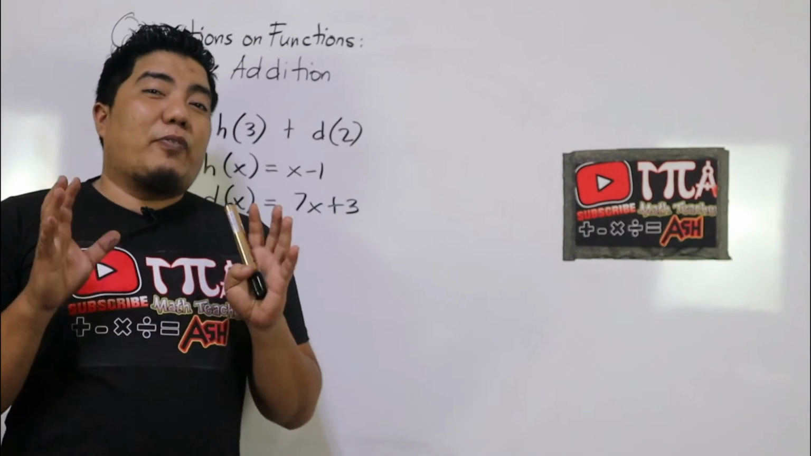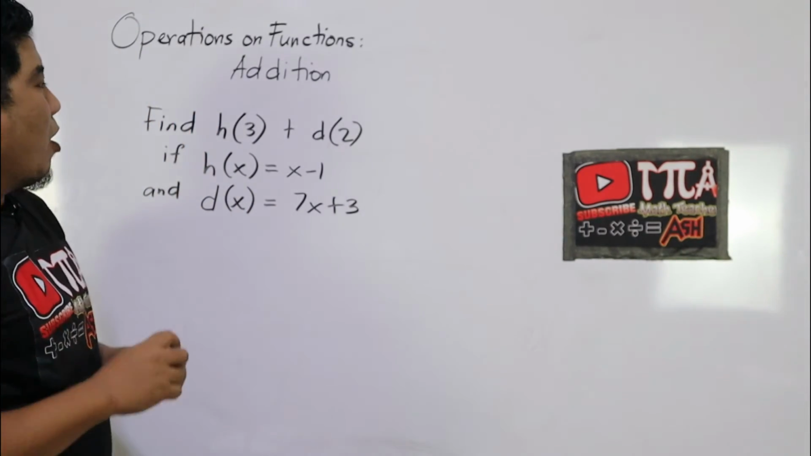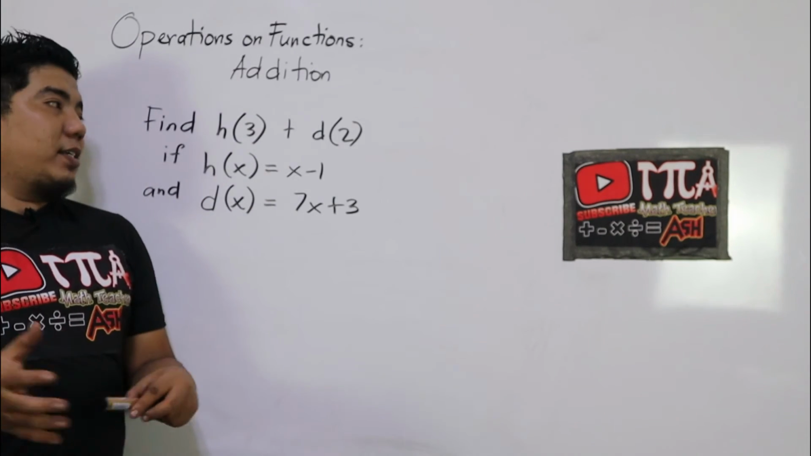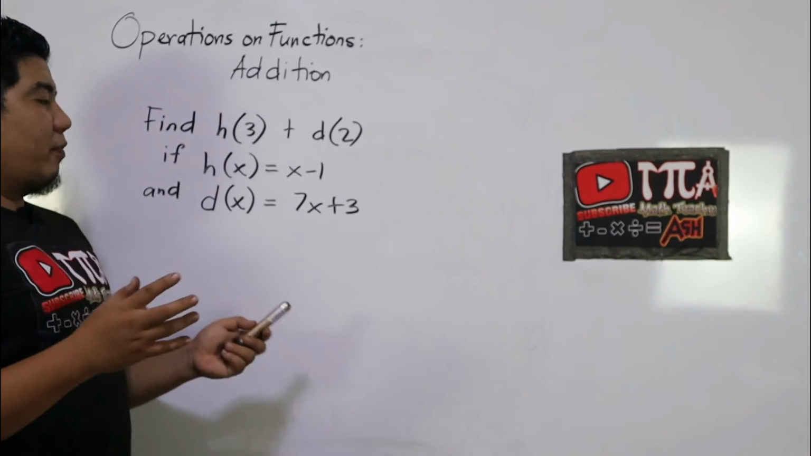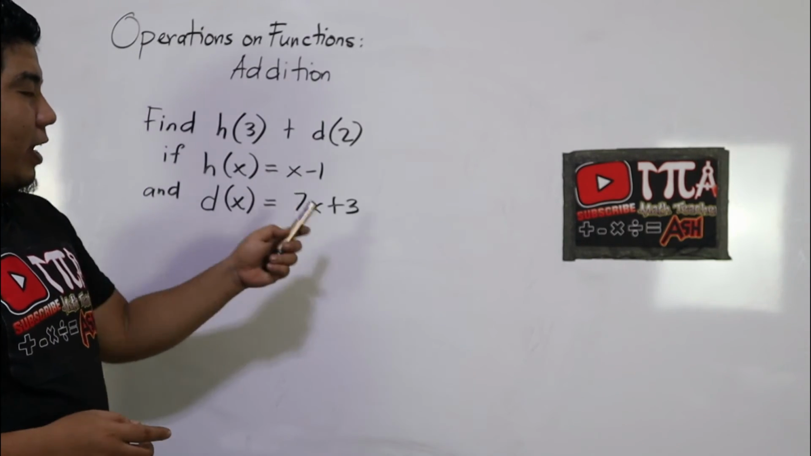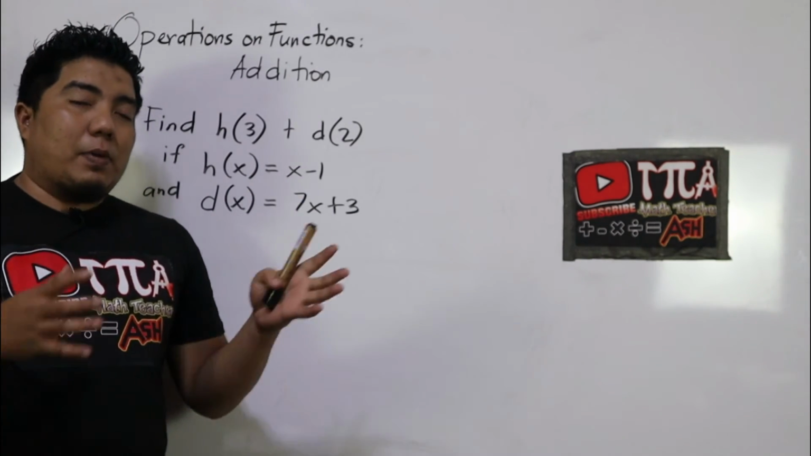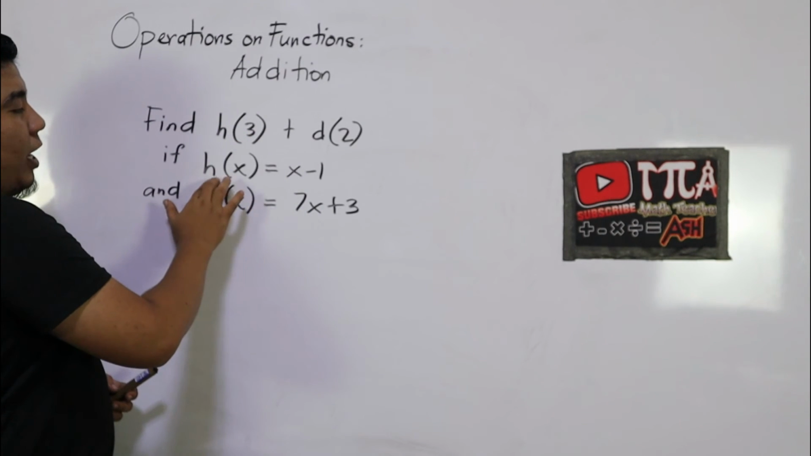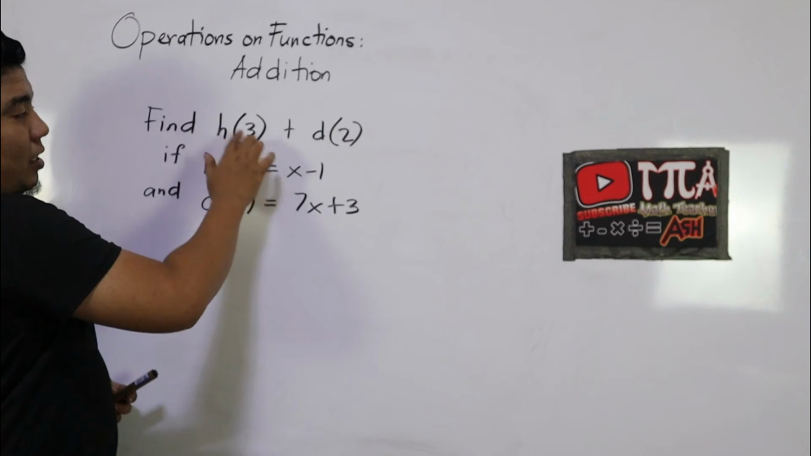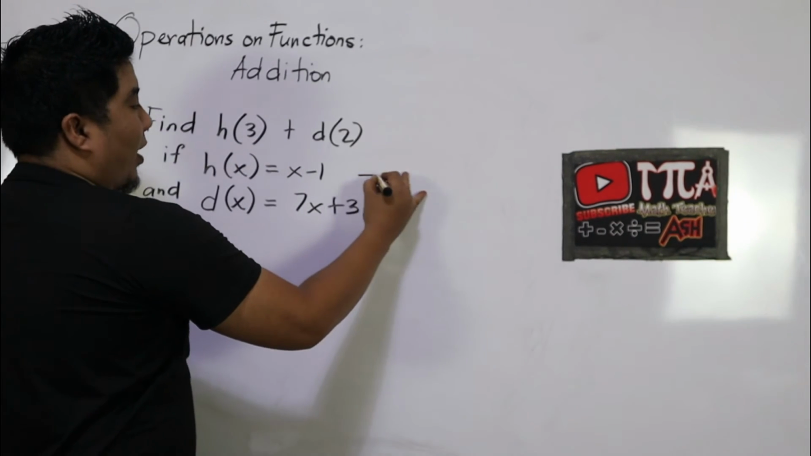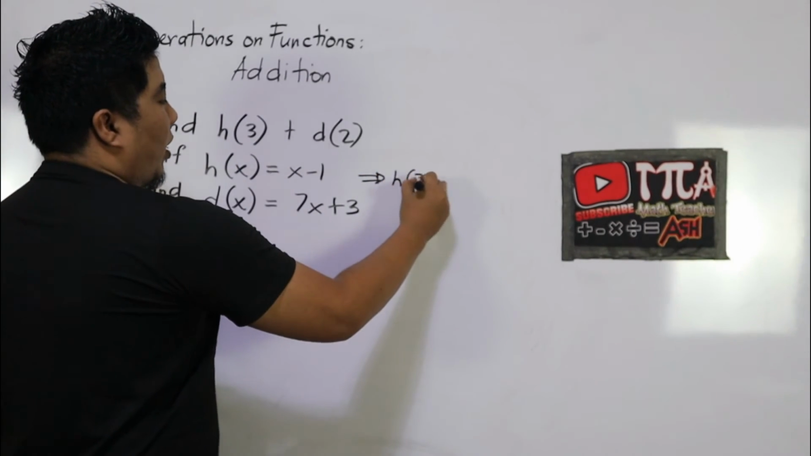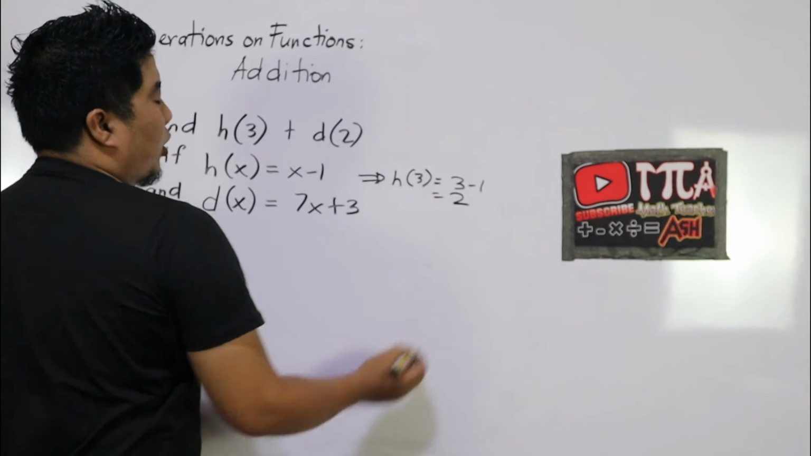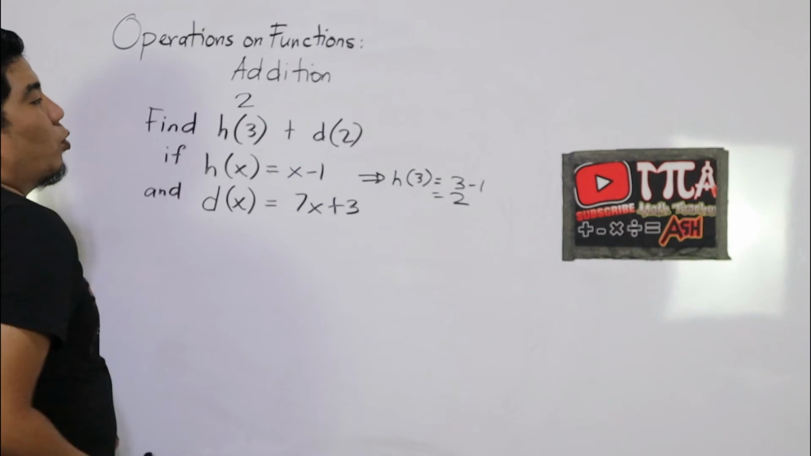Okay, math learners, for our final set of examples, we have find h of 3 plus d of 2 if h of x is equal to x minus 1 and d of x is equal to 7x plus 3. So this is just the same as earlier. So what we need to do here is solve first the h of x when it is evaluated at 3. So h of 3 is equal to 3 minus 1. So basically, the answer here is 2. So the value here is 2.